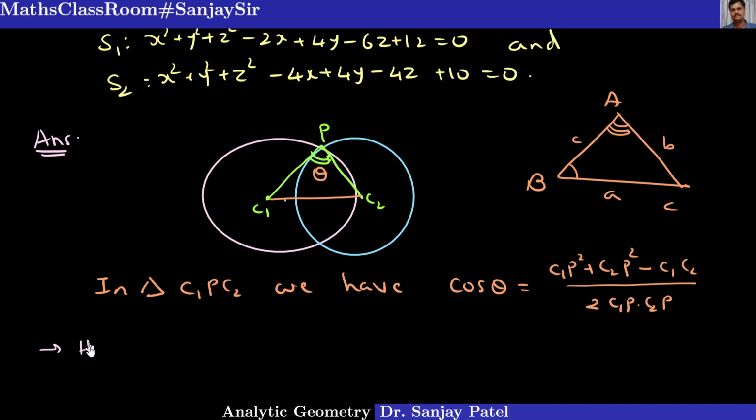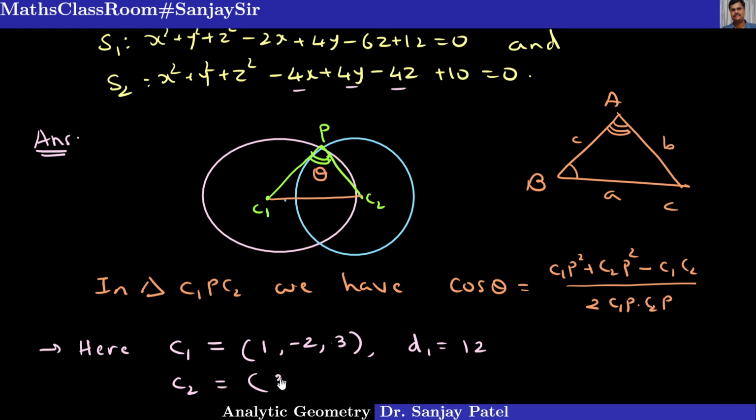So here the center C1 is minus u1, minus v1, minus w1. From the first equation of the sphere, divide the coefficients of x, y, z by 2 and change the sign. So that is minus 2 by 2, that is minus 1, and change the sign, 1. Then minus 2 and plus 3. And d1 is 12 there. For the second sphere, C2 is equal to these coefficients minus 4, plus 4 and minus 4. That will give you 2, minus 2 and 2, and d2 is equal to 10.